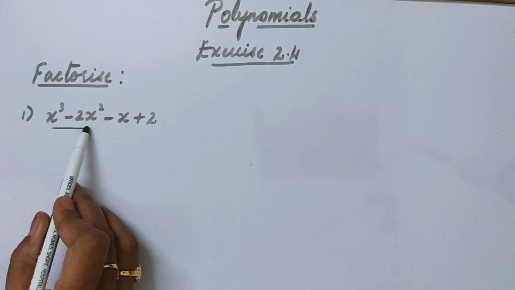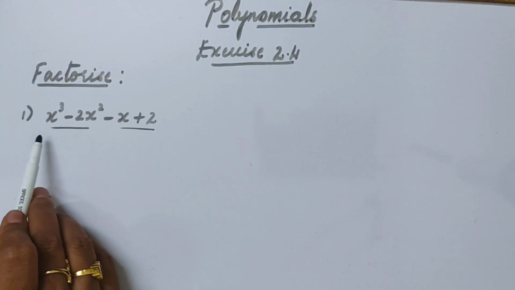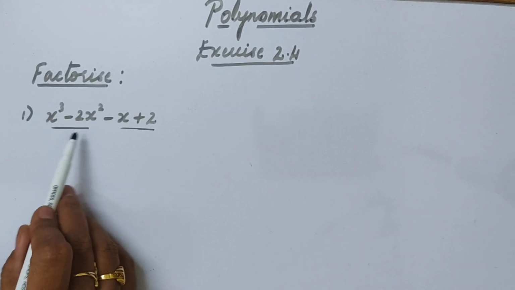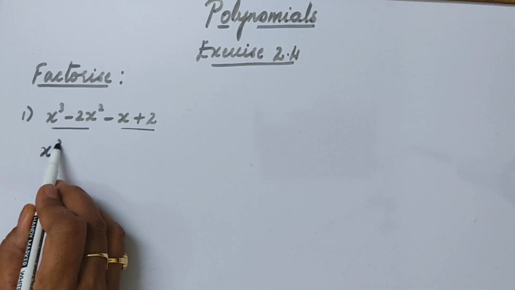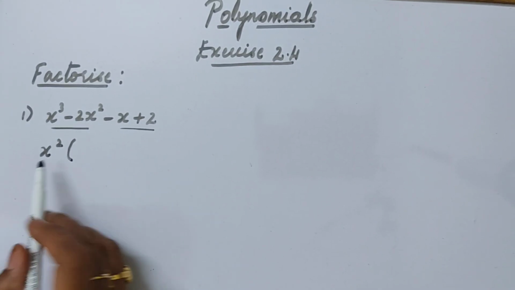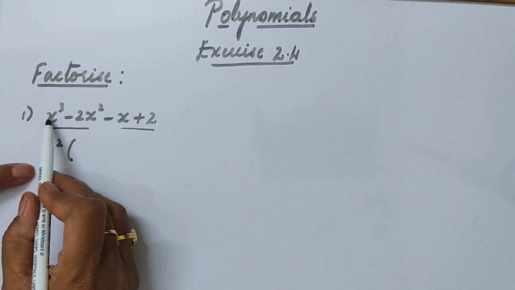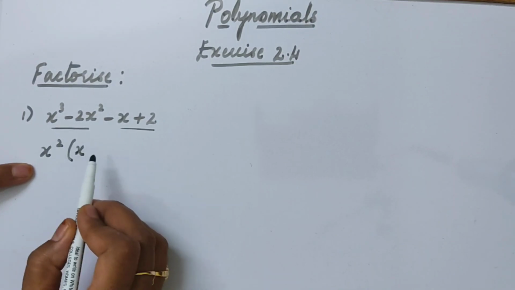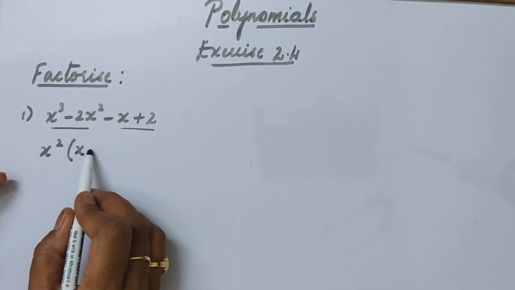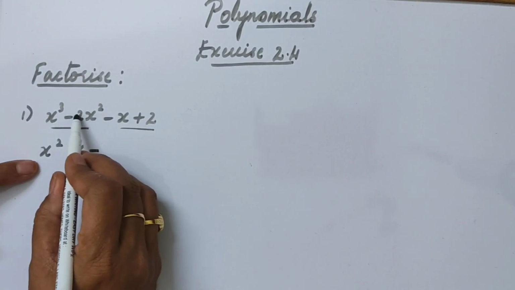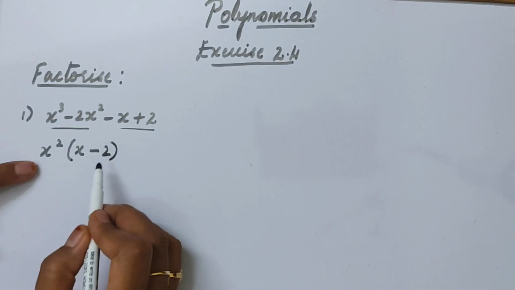Now in these two terms and in these two terms, can you find the common term over here? Yes, we can find it here. That is x square is common. When we divide x square with x cube, I am going to get x left over. This is minus sign. X square gets cancelled. We get only 2, right?